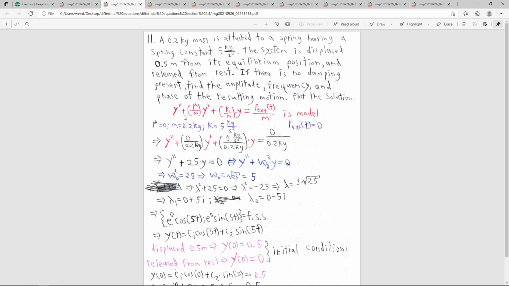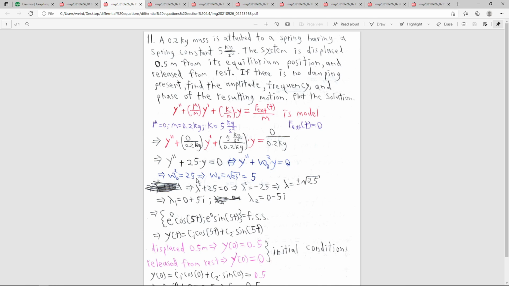So we've looked at this formula in red here before, and it's the same. We have mu equals 0 because there's no damping. We have 0.2 kilograms for the mass, k equals 5 kilograms per second squared, and F external of t equals 0 since there's no mention of it. So we plug that in, and we get y double prime plus 25 times y equals 0. This is equivalent to y double prime plus omega naught squared times y equals 0.